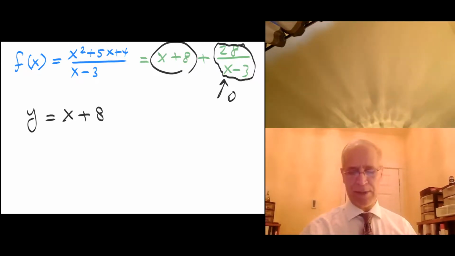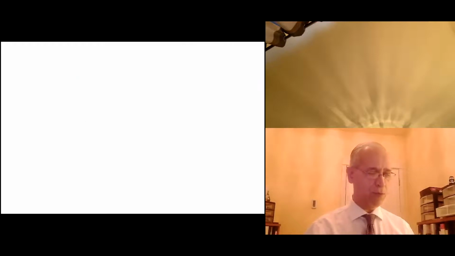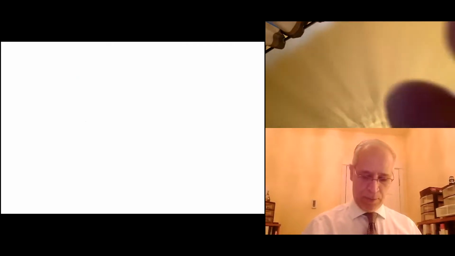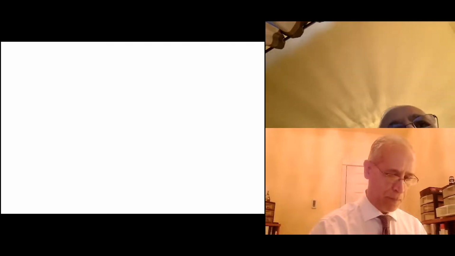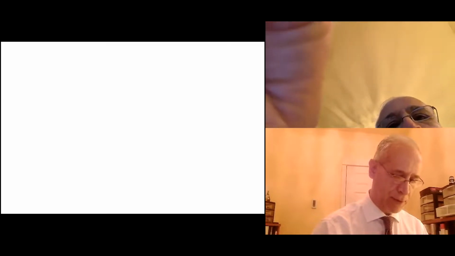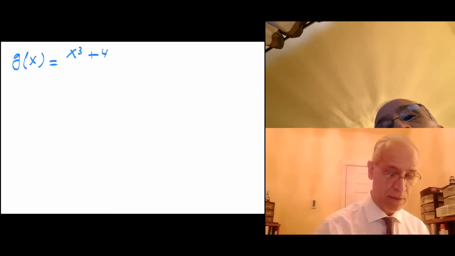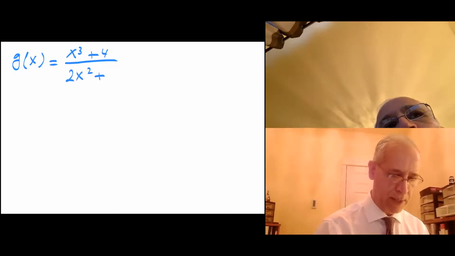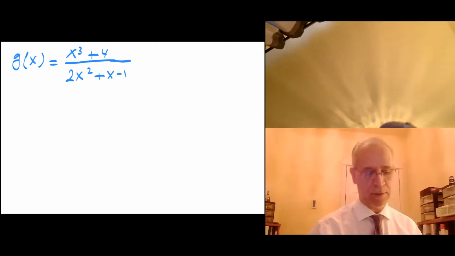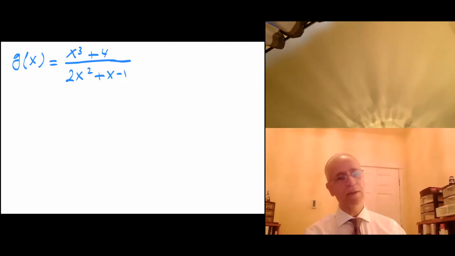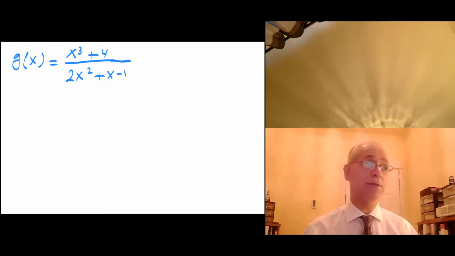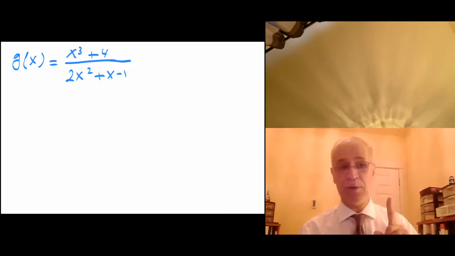Okay, let's try another example. Let me go to a new page. Suppose I have, let's say, some g of x equals x cubed plus 4 over 2x to the second plus x minus 1. Okay. Do I have a slant asymptote? I do. The degree of the top is higher by 1.